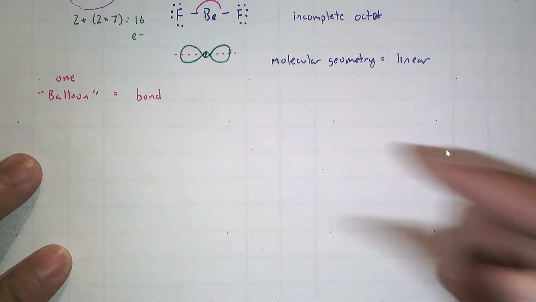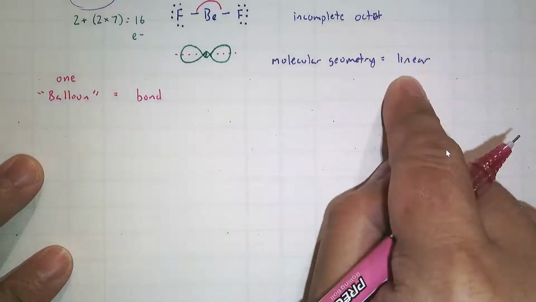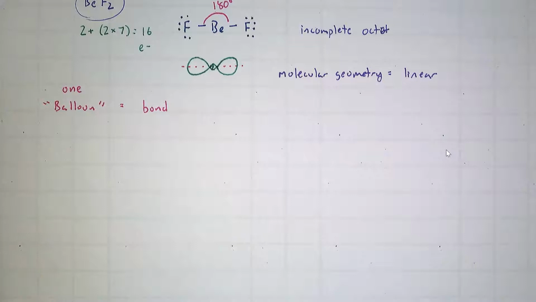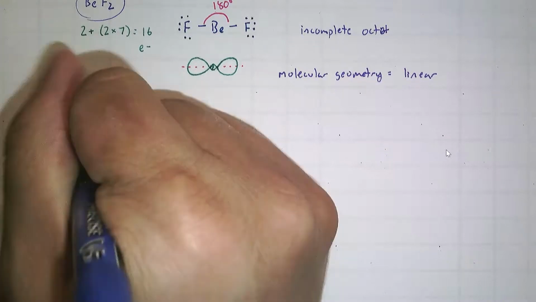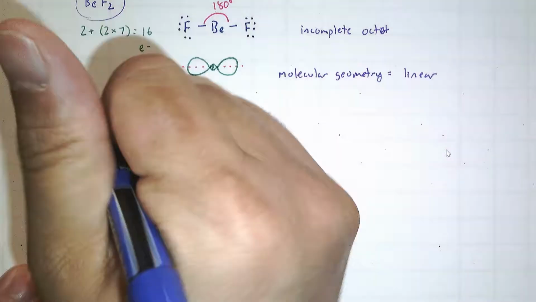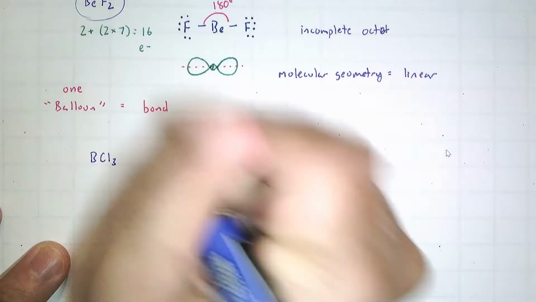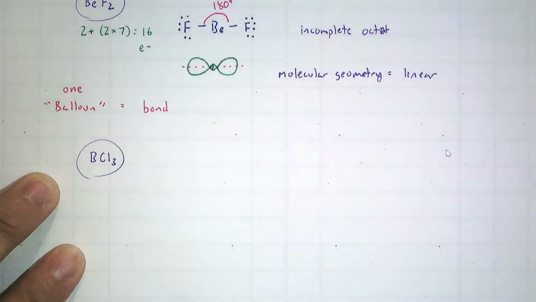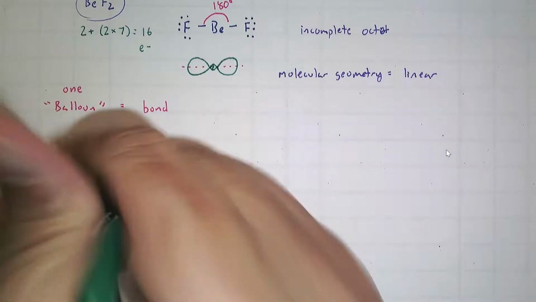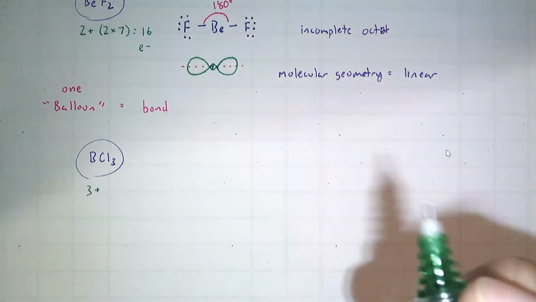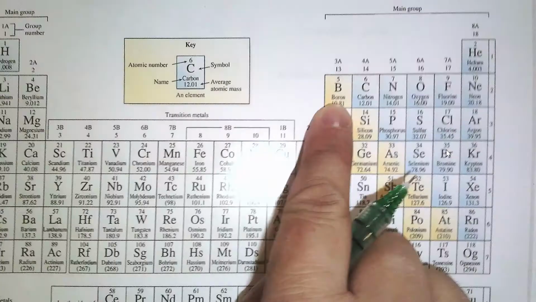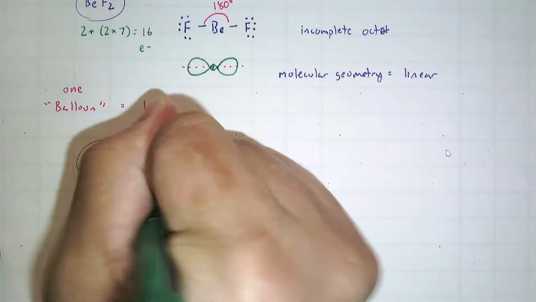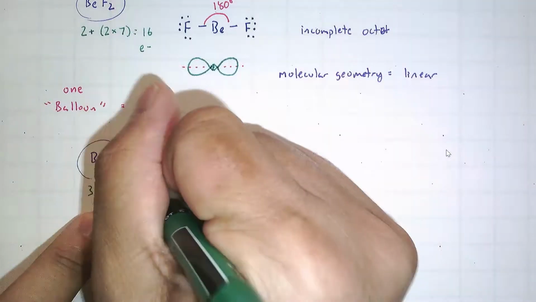Two balloons, when you separate them as far apart as possible, form the linear geometry, 180 degrees. Let's take a look at boron trichloride, another example. Boron has a valence of 3, so here's boron in the third group, the 3A group, and chlorine, there's 3 of them, and again 7 electrons. That halogen, 24 electrons.